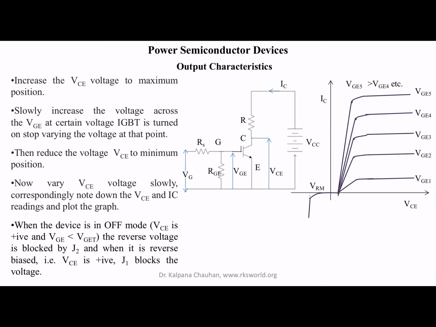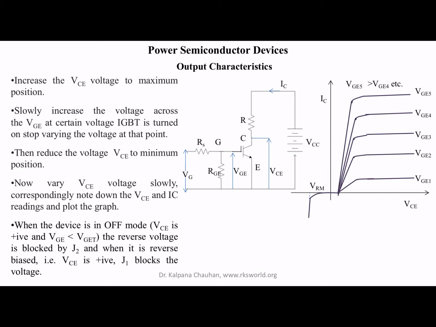Next characteristic is the output characteristics. This characteristic is between the VCE and the collector current. In this case, increase the VCE to its maximum position, then slowly increase the voltage VGE. At a certain voltage, the IGBT is turned on; stop varying the voltage at that point. Then reduce the voltage VCE to its minimum position. Now vary the VCE voltage slowly. Correspondingly, we note down the VCE and IC readings, and then we plot the graph.